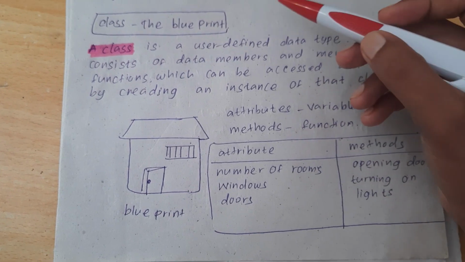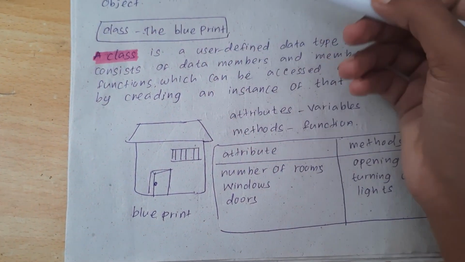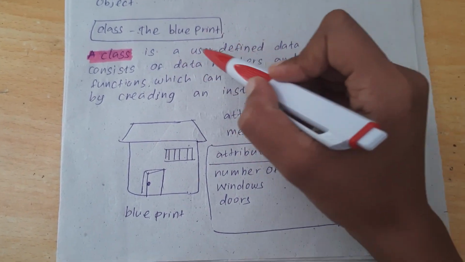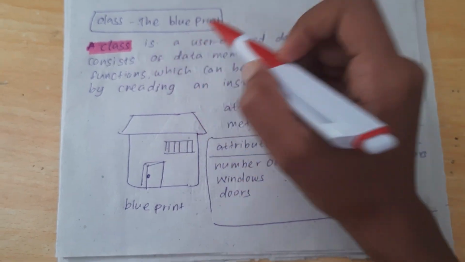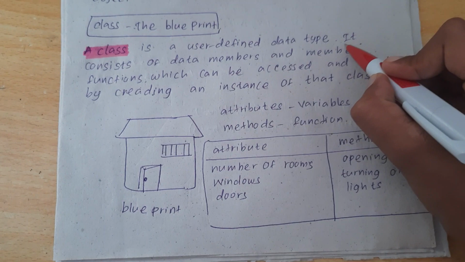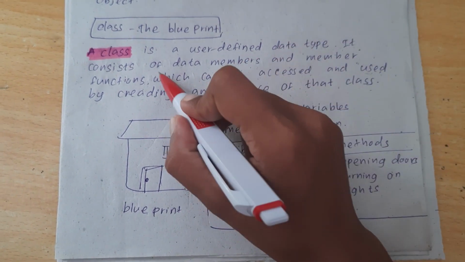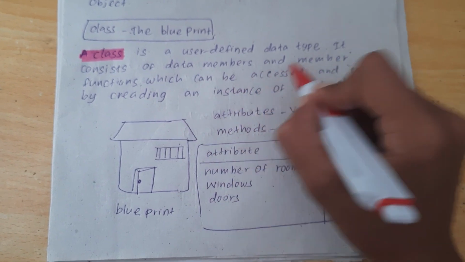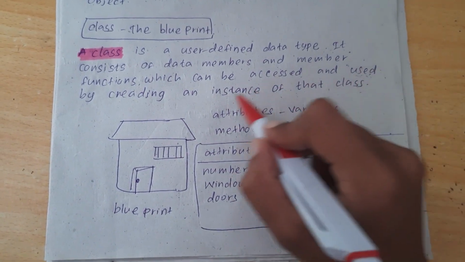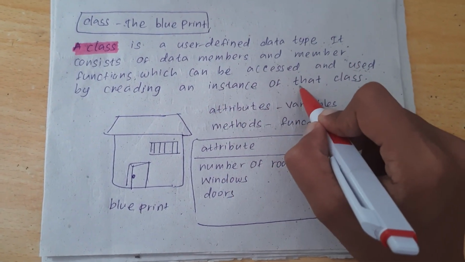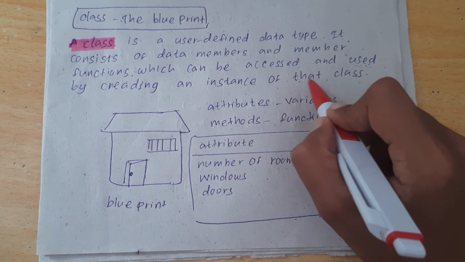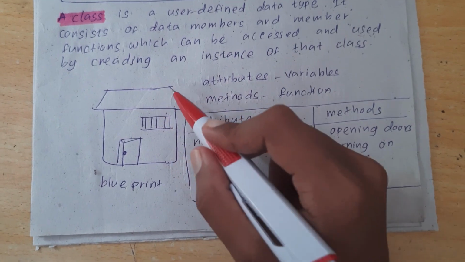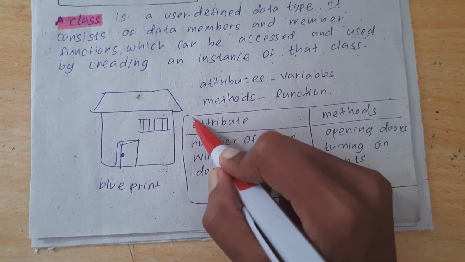Let's start with class. Think of it like a blueprint. A class is a user-defined data type. It consists of data members and member functions, which can be accessed and used by creating an instance of that class. Think of a class as a blueprint for creating an object.